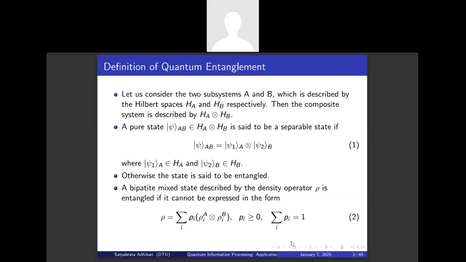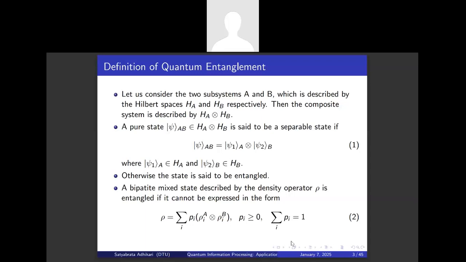And if we consider all the product states and then take the convex combination, the convex combination means the summation over i of p_i must be equal to 1. If the summation over i of p_i is not equal to 1, then it is not a convex combination. So if we can write a given bipartite mixed state in this form, summation over i of p_i rho_i^A tensor rho_i^B, then we can say that it is a separable state. But if we are not able to write the state in this form, then we can say that it is an entangled state. Okay, so now the question is how we can discriminate between the entangled state and the separable state if some state is given to you.